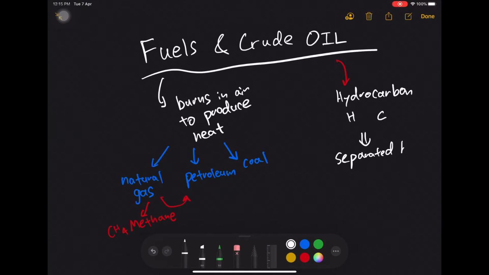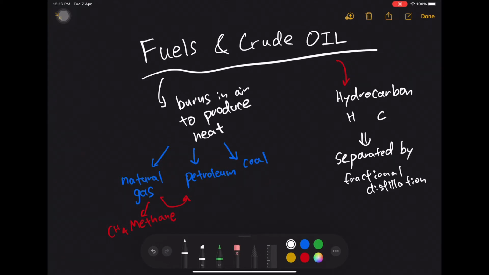by fractional distillation, because of their different boiling points in crude oil. Crude oil is a mixture, so we can separate them into useful components by fractional distillation. Alright, so I'm gonna show you in a while. When you separate crude oil, what do you get?